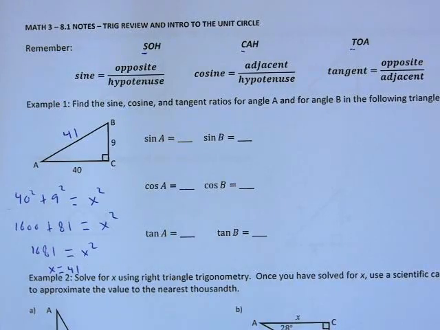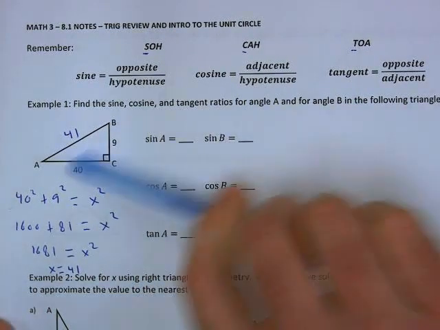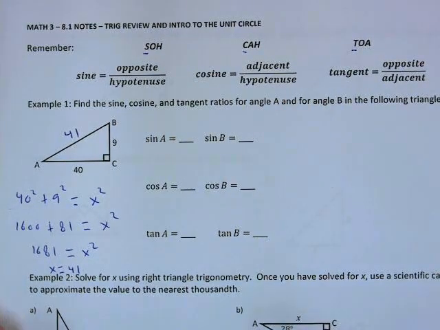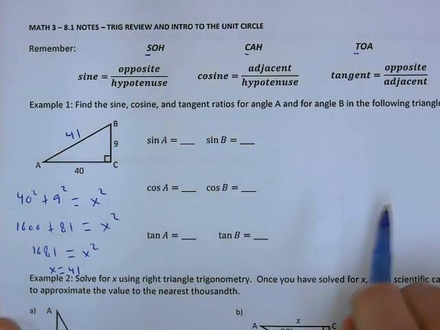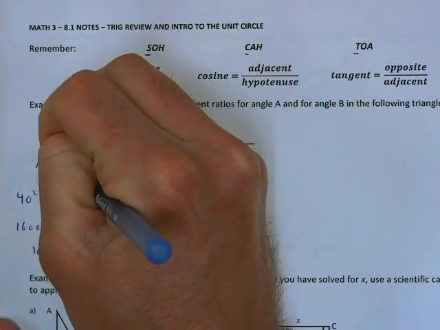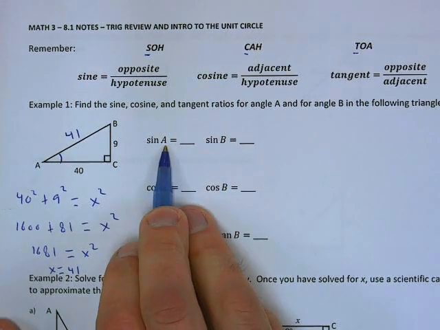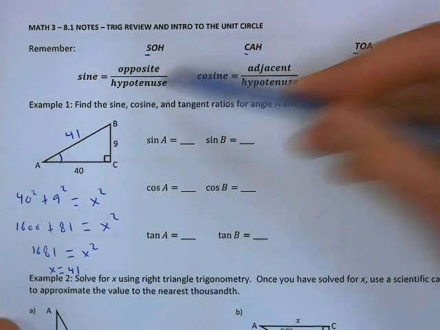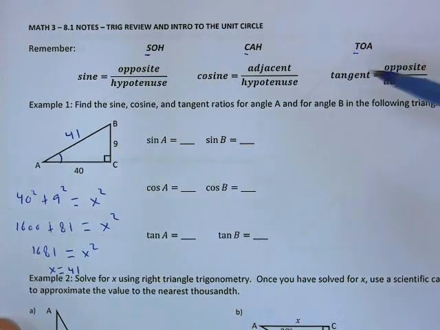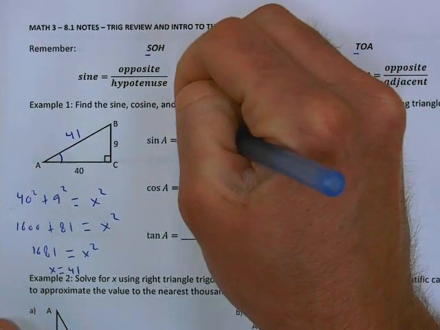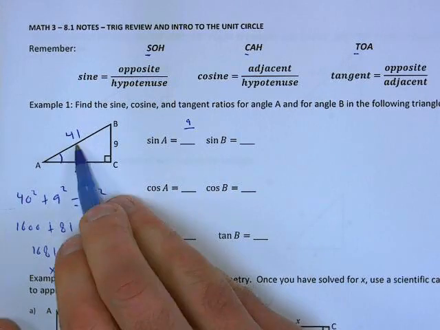Okay, and then now that we have all three sides of our triangle, well, now we can find the sine, cosine, and tangent of both of our angles very easily. Okay, what is the sine of angle A? So if I'm looking at angle A, this one here. Okay, well, in relation to angle A, what's the sine ratio? In other words, what's the opposite side over the hypotenuse? Well, the opposite side has a length of 9, so then it's going to be 9 over my hypotenuse is 41.